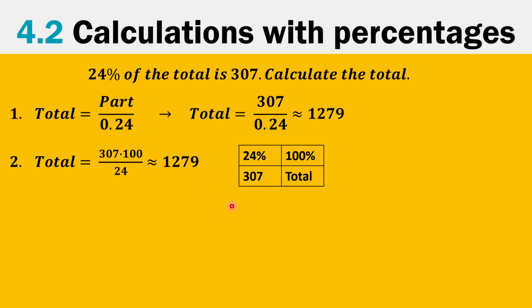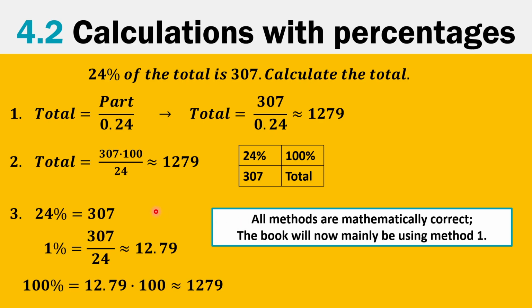This times this divided by this. Hey, that also gives me 1279. And the one I think most students actually prefer is doing it like this. Well, if 24% is 307, then 1% is 307 over 24, then 100% is 100 times as much, so this times 100. Hey, I find the same again. The book uses method 1. So if you ever see that popping up somewhere in your elaborations or in a textbook, understand how it works. But if you want to use method 2, or method 3 on the test, that's totally fine. Mathematically correct, full points. Okay? It's just that they're not explained.